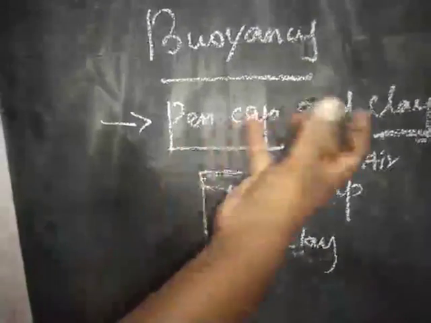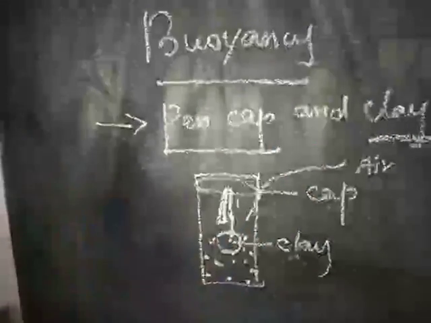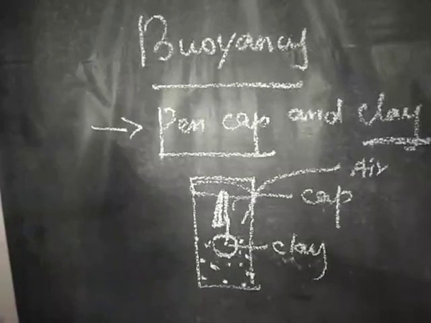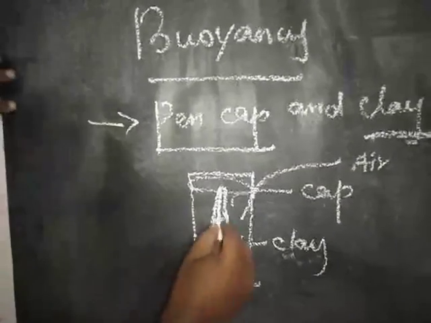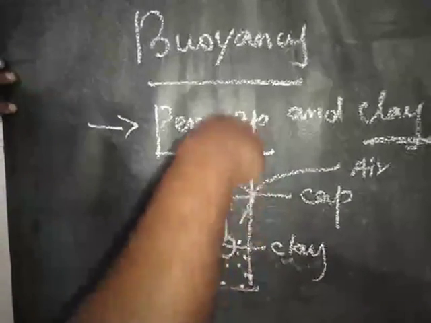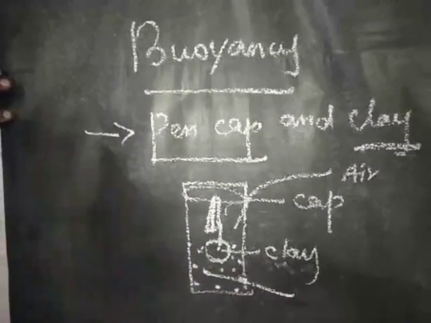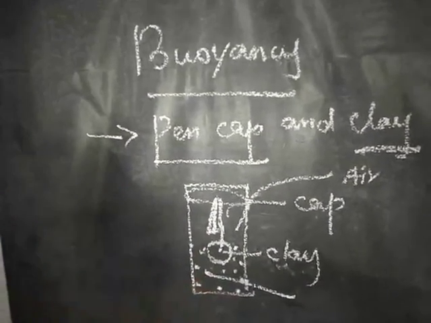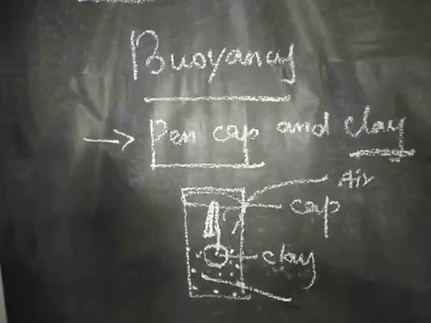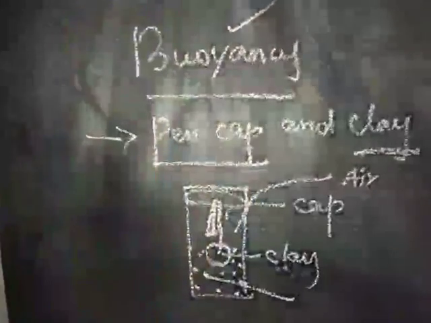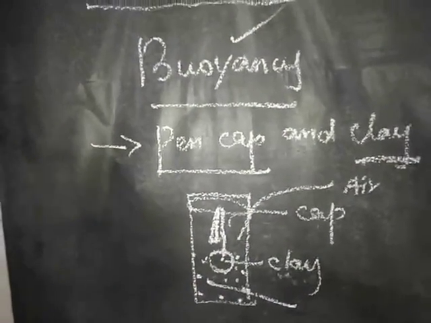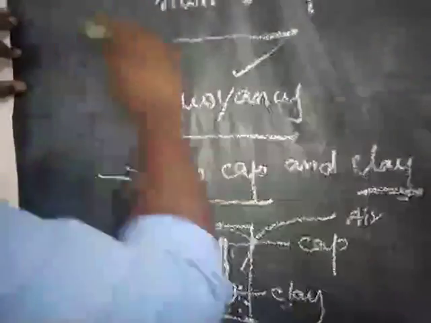What will happen? The clay slowly absorbs the water, and the cap goes down. At last it will sink in the water. In this way we prove buoyancy. Next, Archimedes principle.